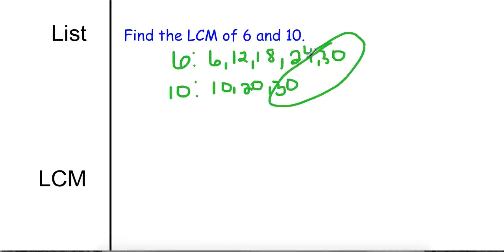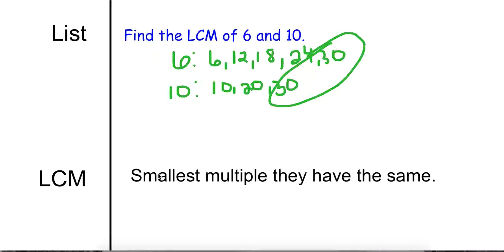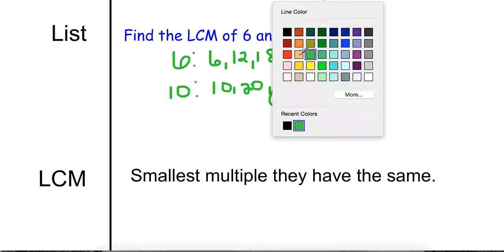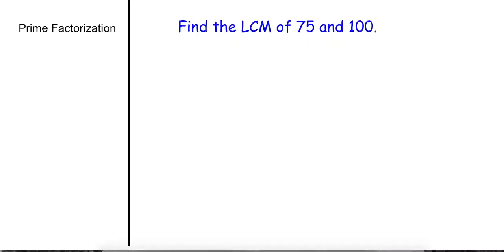So that's how we find the least common multiple. The least common multiple is the smallest number they have the same. It's not going to be the greatest common multiple, because multiples go on forever. So it's going to be the smallest one they have in common. One way to do it is to create a list. Another way to do it is to use prime factorization. Hopefully remember that means to make a tree.